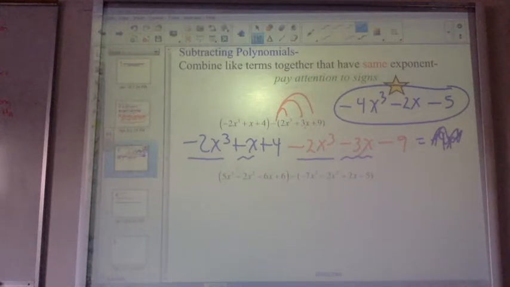trinomial. What's my leading coefficient on that one? Negative 4. Good. Negative 4. Good. Okay.